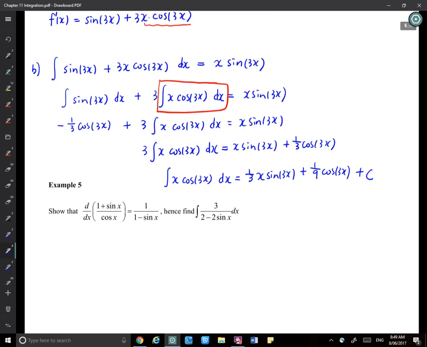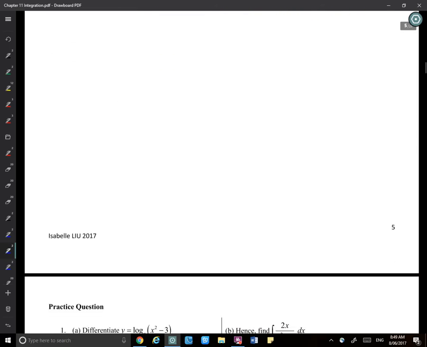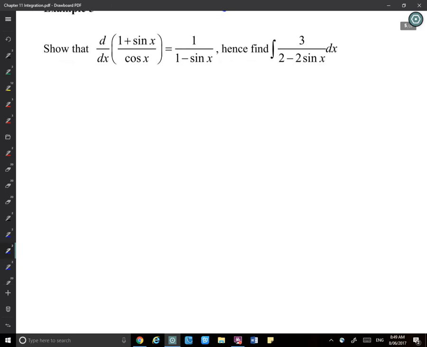Okay, example 5. In example 5, they give you d/dx of (1 plus sine x) over cos x equals to that. Why is it given to you? Because you must have a particular form of the f dash x in order to find the integral here.